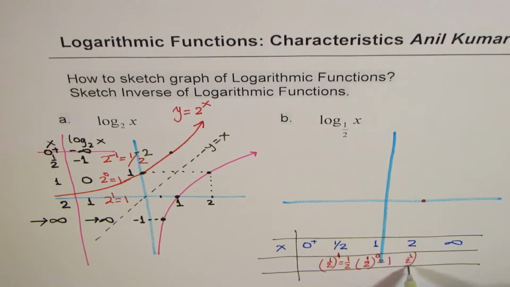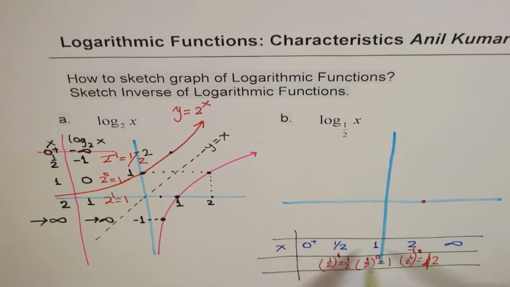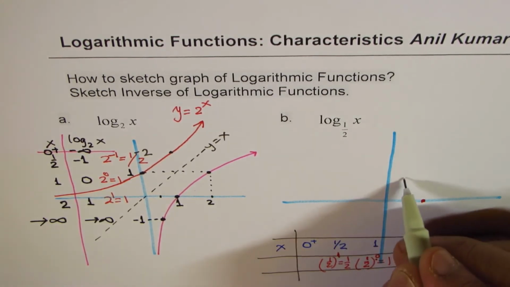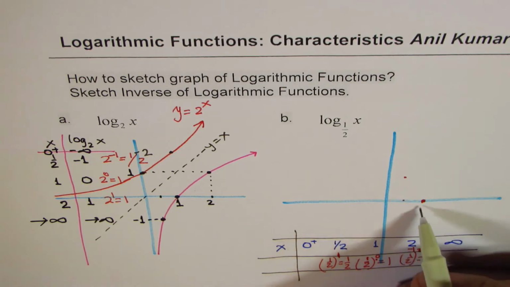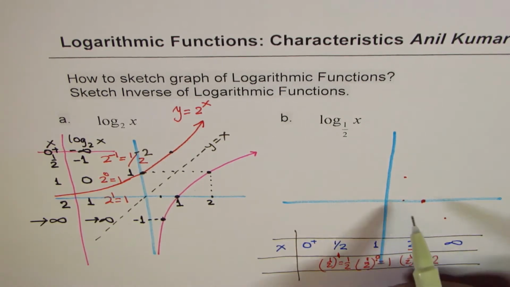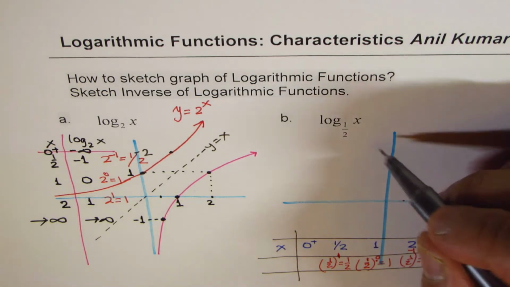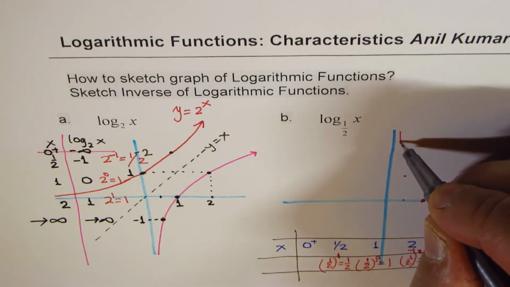And what is half to the power of 2? Half to the power of 2 is 1 by 4. But we want 2. So half to the power of what will be 2? That is minus 1 will be 2. Is it okay? So half to the power of minus 1 is going to be 2. So we can now sketch this graph. When x is 1, the value is going to be 0, that is the power. When x is half, the value is going to be 1. And when x is 2, in that case, the value is going to be minus 1, right? So half to the power of minus 1 is 2. So that gives you an idea of the graph. So the base half for the logarithmic function will look like this.